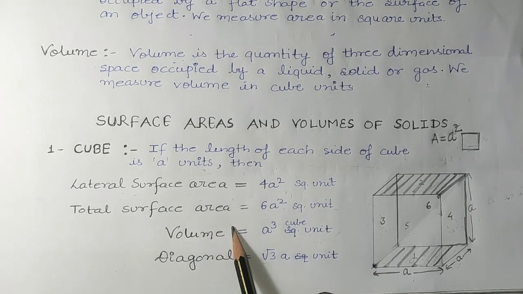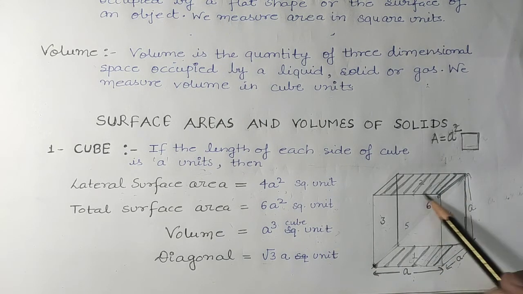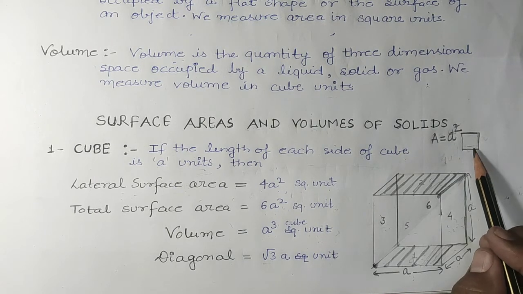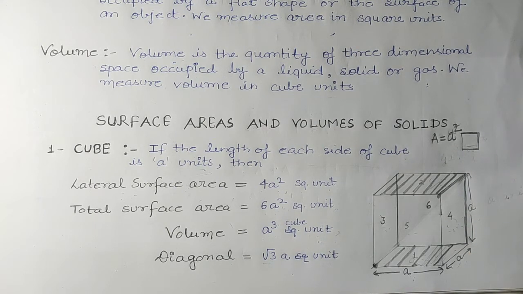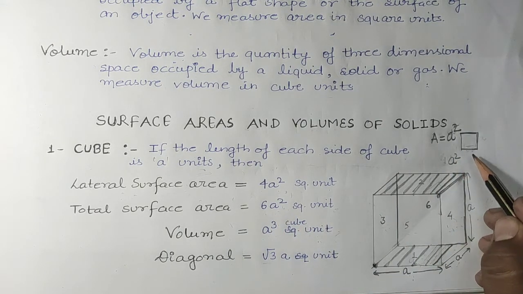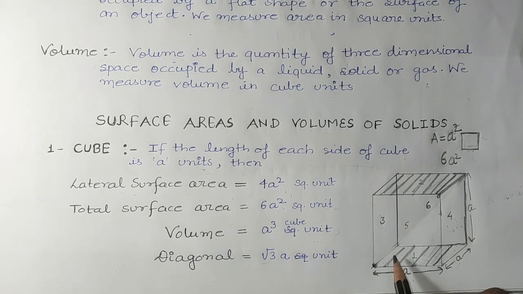In case of total surface area, you will include the area of bottom and top also. So for the total surface area, there are 6 surfaces in total, and each surface is in the form of a square. So its total surface area will be 6a square, because a square is the area of a square and there are 6 surfaces. So the total surface area of a cube is 6a square.